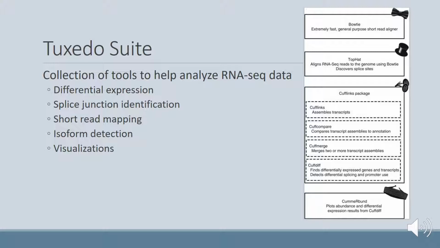Using the Tuxedo Suite, you can determine differential expression, identify splice junctions within the RNAs, do short read mapping, identify isoforms, and finally you can visualize the data. The tools that we're using in this presentation are TopHat, CuffLinks, CuffCompare and CuffMerge, CuffDiff, and then finally for the visualizations, CummeRbund.